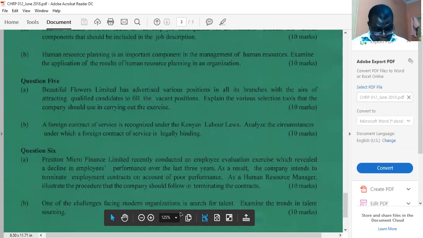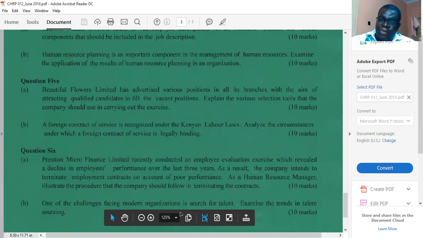Preston Microfinance Limited recently conducted an employee evaluation exercise which revealed a decline in employees' performance over the last 3 years. As a result, the company intends to terminate employment contracts on account of poor performance. As a human resource manager, illustrate the procedure that the company should follow in terminating the contracts.